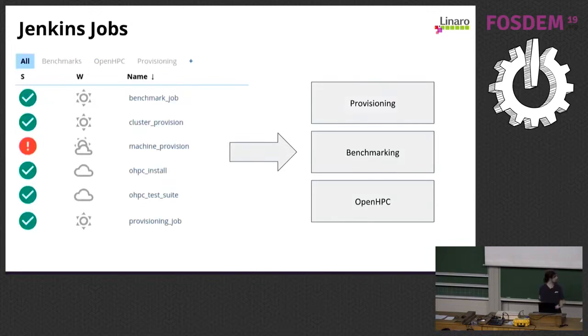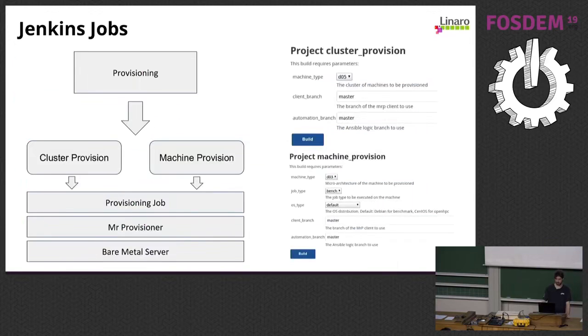And then we come to the Jenkins part. So here are the main jobs that we use in the lab. There's the benchmark job, the OpenHPC install and test suite jobs, and there's the whole provisioning job ecosystem. The provisioning job ecosystem consists of two main entry points, which are the cluster provisioning job and the machine provisioning job. So you can either provision the whole cluster or provision one single machine, which is especially useful for benchmarks.